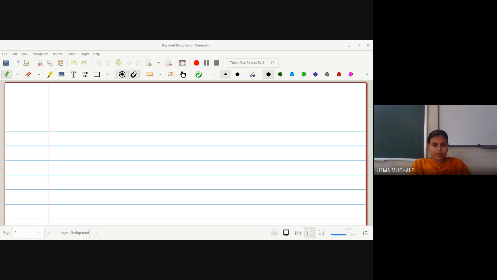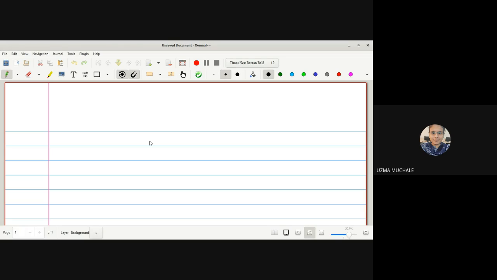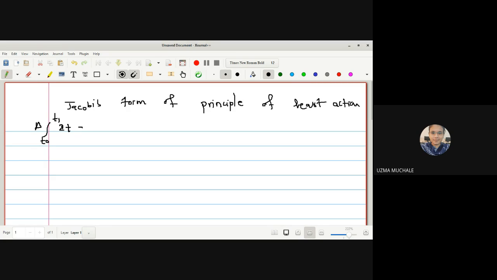Okay, let us go for the last part of this third unit. Jacobi's form of the principle of the least action. Okay, in the last lecture we have seen the principle of the least action. Now, what do you mean by principle of a least action? Okay, this is what the principle of the least action is. Now we want to see Jacobi's form, in case of a conservative scleronomic system itself.